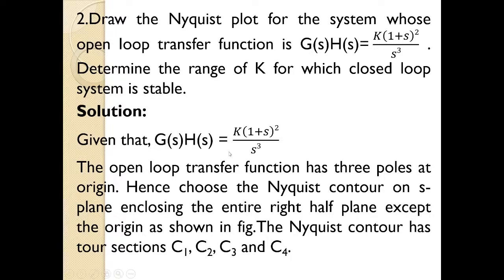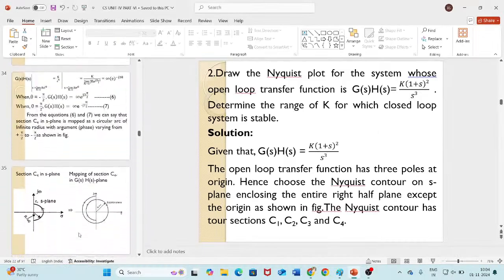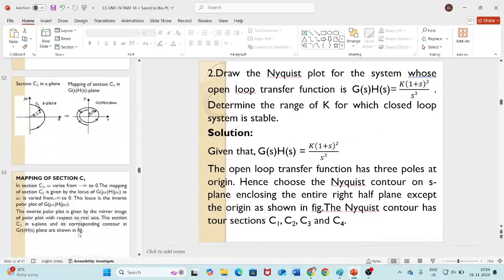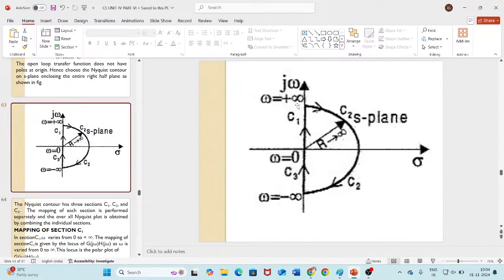Yeah, I have the Nyquist contour. So the Nyquist contour will have only three sections: C1 section, C2 section, and C3 section. Where C1 varies from omega equal to 0 to omega equal to plus infinity, C2 varies from plus pi by 2 to minus pi by 2. C2 is an arc. C3 varies from omega equal to minus infinity to omega equal to 0.